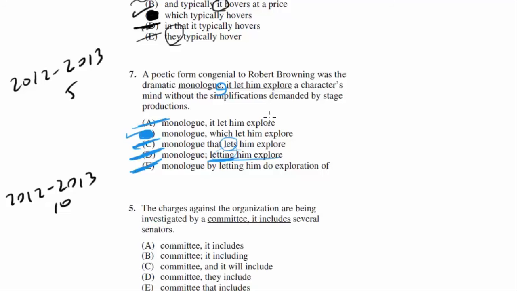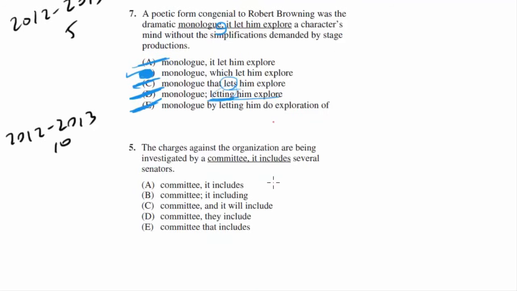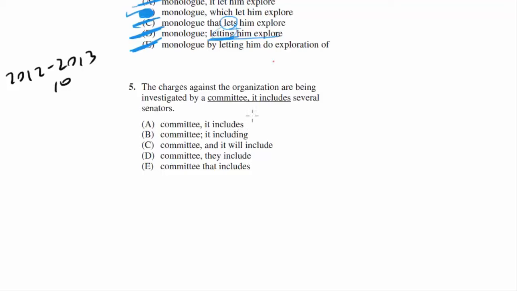Last one, 5. The charges against the organization are being investigated by a committee. It includes several senators. So here, notice being is not underlined, and actually being is used okay here. So that's not the issue. But here, again, comma splice. Complete sentence, comma. The charges against the organization are being investigated by a committee, it including several senators.